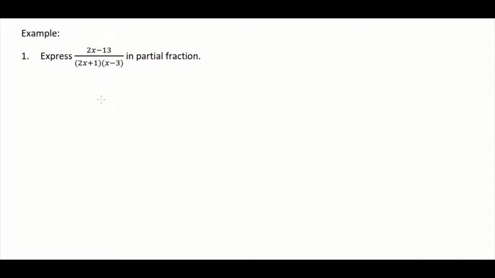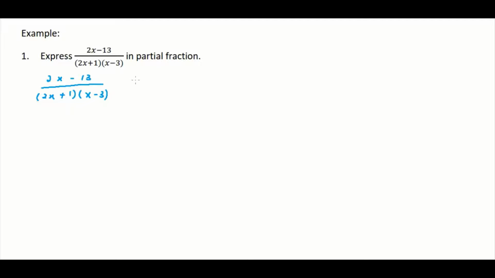You need to express this fraction in partial fractions. So how are we going to do that? Okay, let's copy it down first. From this fraction, you can recognize that there are two linear factors that are different. You have 2x plus 1 and x minus 3, which are both in linear form and they are different, meaning they are distinct linear factors in this fraction.